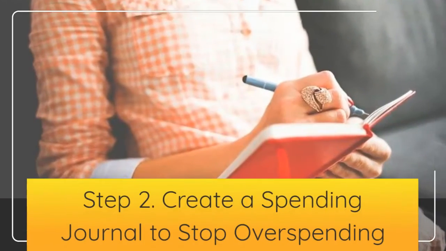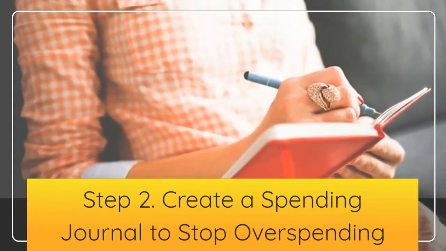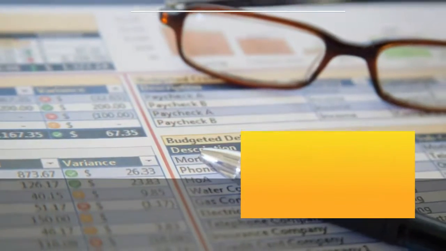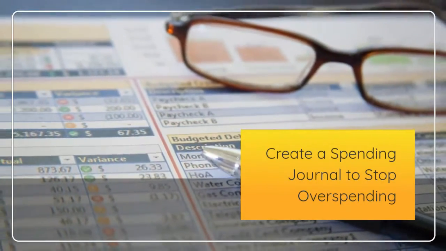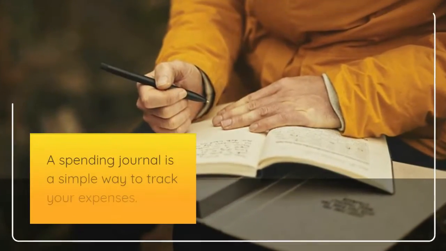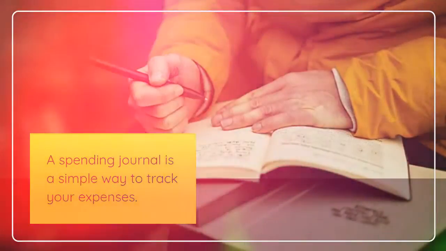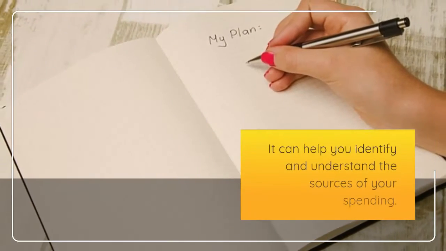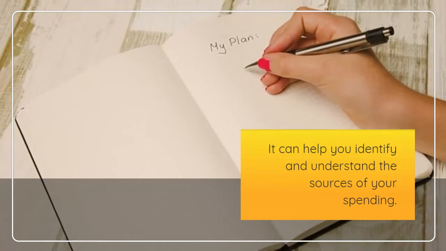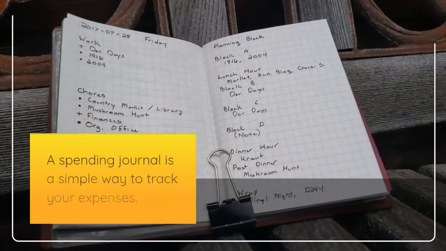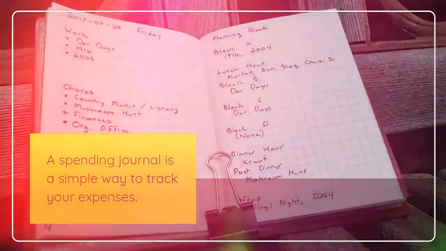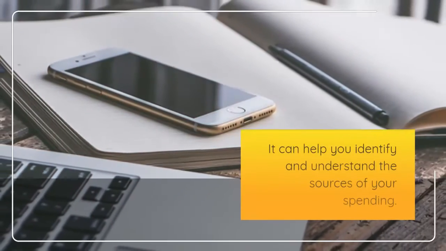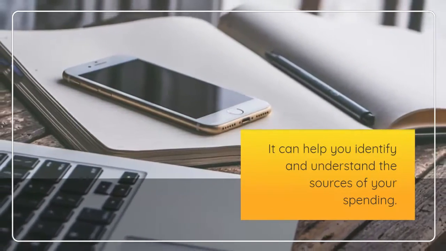Step 2. Create a spending journal to stop overspending. A spending journal is a simple way to track your expenses. It can help you identify and understand the sources of your spending.